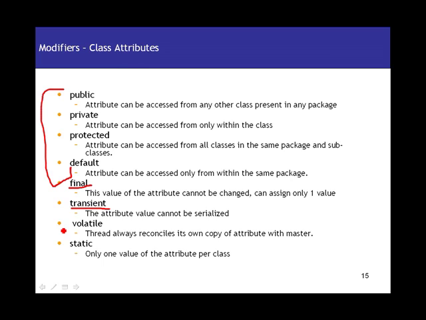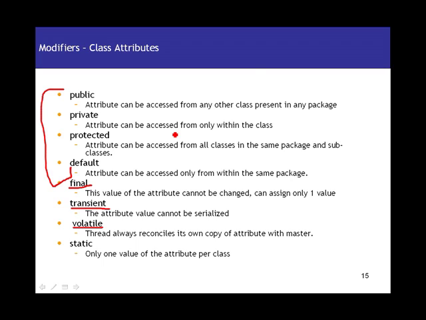Next thing, volatile. When you are working in a multi-threading environment, threads basically keep a private copy of all the shared variables, and they keep reconciling their private copy with the master copy of that variable at some point, not all the time, right? So when you apply this volatile modifier to a class attribute, it would always reconcile its copy. You usually use this only with threads, right? Next, static. What does static mean? Only one value of an attribute per class.